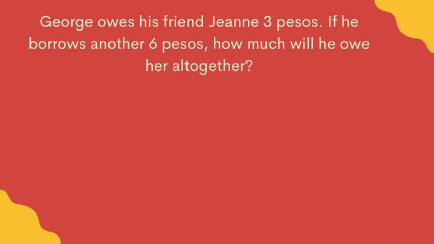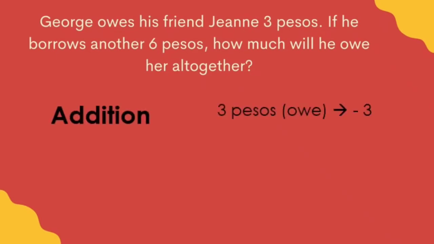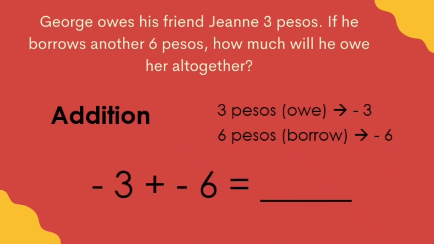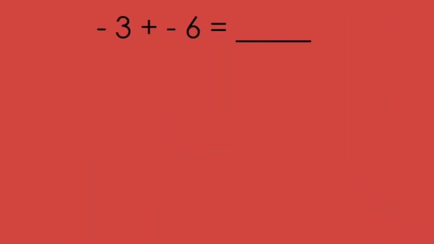Now, the operation that we're going to use is still addition because it says here that the keyword we have is altogether. Now, let's identify the given. 3 pesos is an owe, so it will be represented as negative 3. 6 pesos is a borrow, and it will be represented as negative 6. And our addition sentence will look like negative 3 plus negative 6 equals blank.